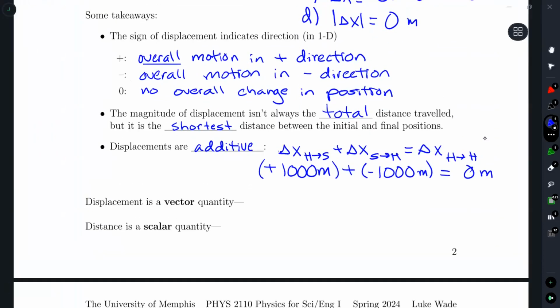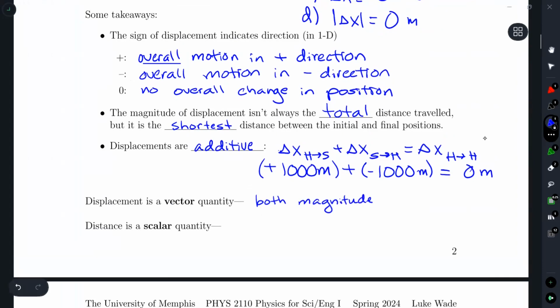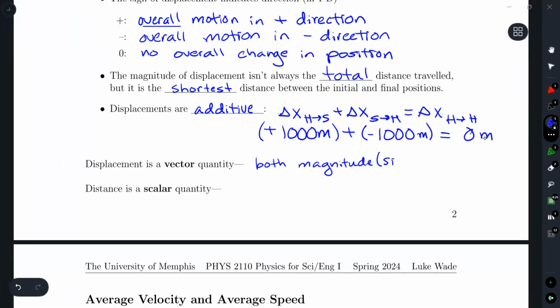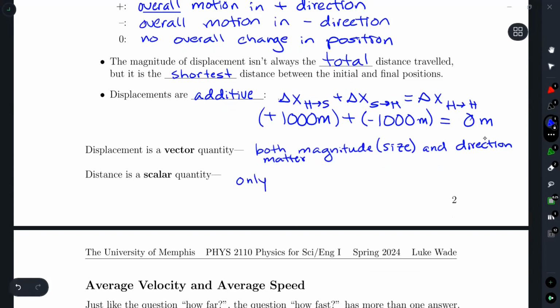The key distinction we're seeing is displacement cares about direction, distance does not. Displacement's a vector quantity, meaning it requires both magnitude, the size of that thing, and direction. Distance only cares about a number. Only magnitude matters.